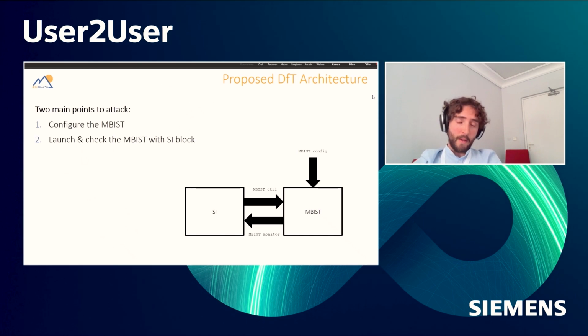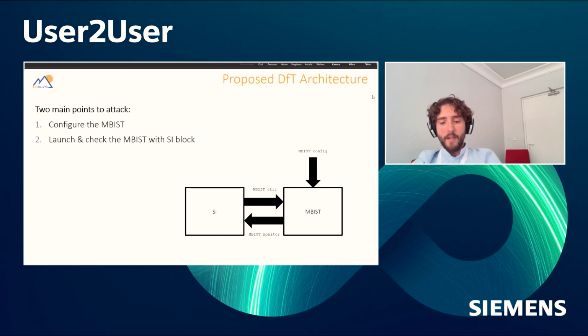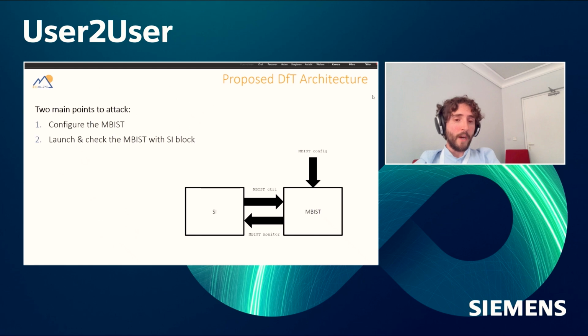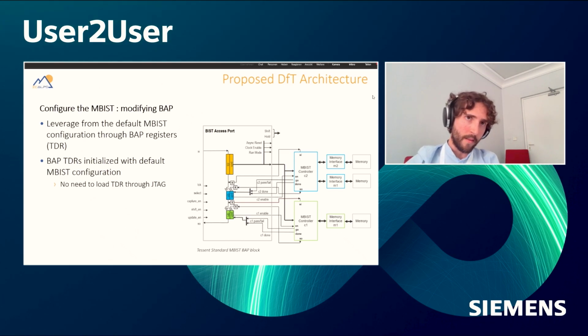So the idea is that we have two main points to attack here. We have to configure the MBIST, and we have to somehow launch and check the MBIST with the security block. If I start with the configuration point, the idea was to try to make the most simple approach to configure the MBIST.